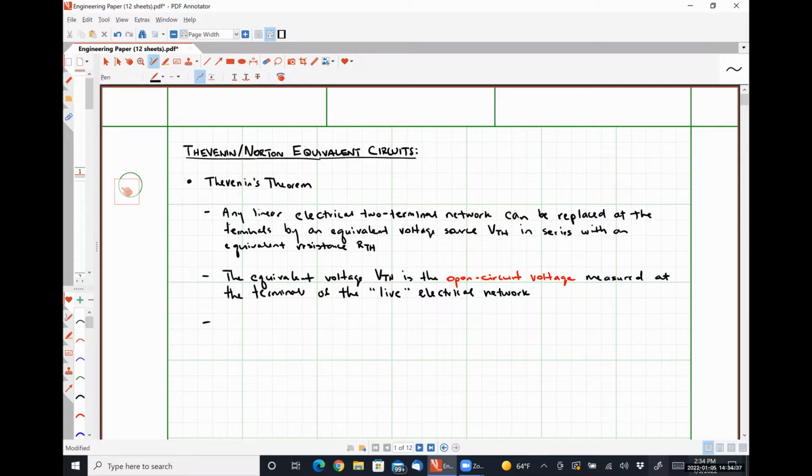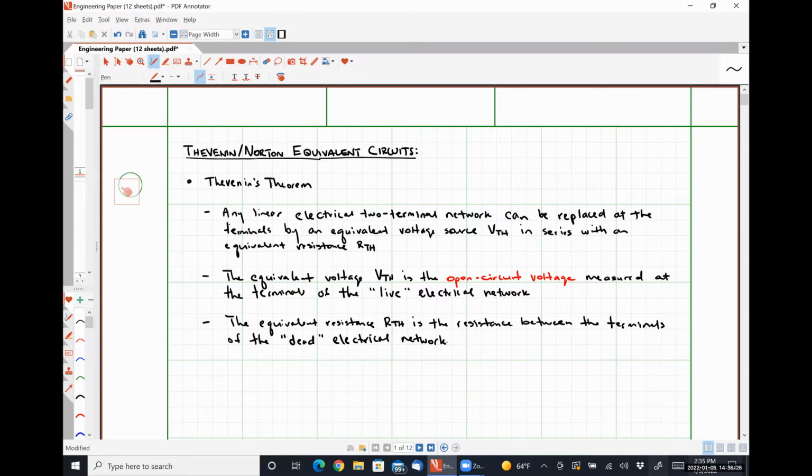Our equivalent resistance, RTH, is the resistance seen between terminals of the dead electrical network, where in this case, a dead electrical network simply means all of our independent sources are turned off.